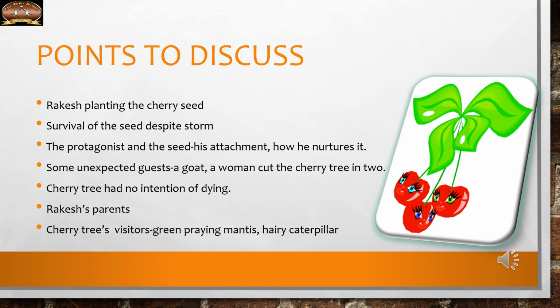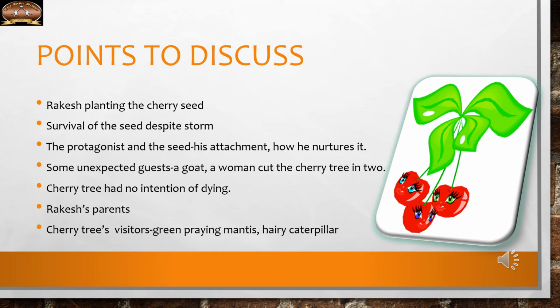And here every season is described by the author in a very beautiful way. And then in this monsoon season the cherry tree grew quickly. That's what Ruskin Bond says.